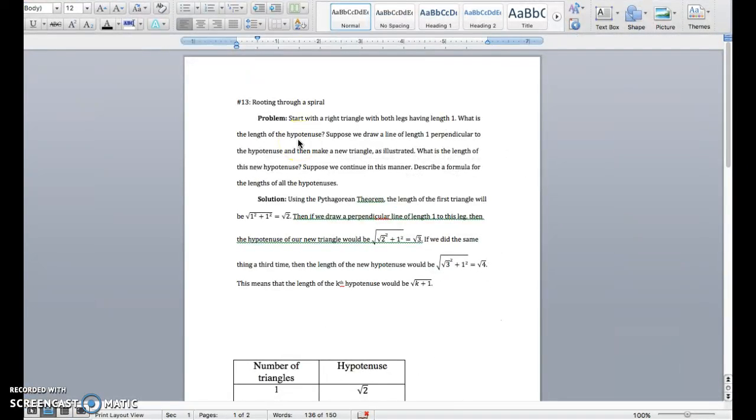Hi everybody, so I'm going to be doing number 13, which is reading through a spiral. So the problem starts like this. It starts with a right triangle with both legs having length 1. I'm going to find the length of that hypotenuse.